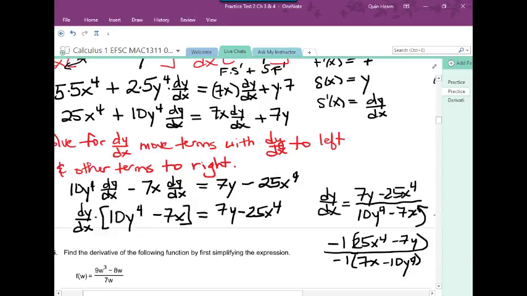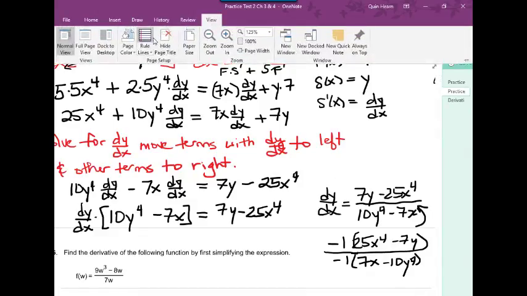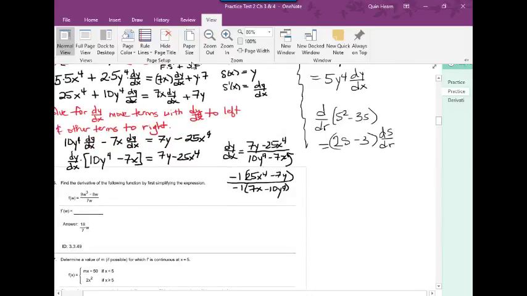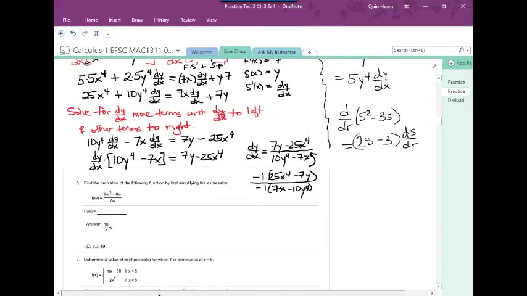Okay, any questions about that one? No, you can enter the answer either way and it should be marked correct. MyMathLab should recognize that those are equivalent.